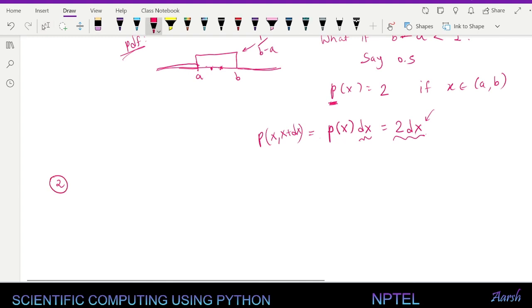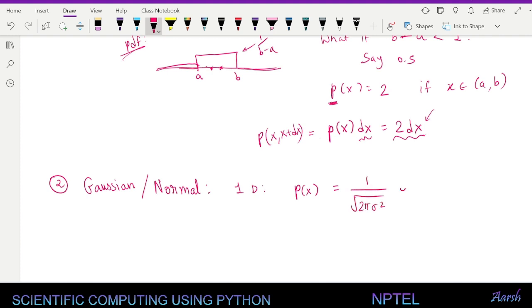Another distribution that we use often is the Gaussian. Why? Because, as we saw earlier, of the central limit theorem. When you have lots of random variables added, you get a distribution that looks like a normal distribution, or Gaussian. In 1D, it looks like this: 1 by square root of 2 pi sigma squared, e to the power minus (x minus mu) squared by 2 sigma squared. This is when the mean is mu and the standard deviation is sigma. If you change mu and sigma, your mean and standard deviation change, but this still stays a Gaussian distribution, which means the integral will always be 1.